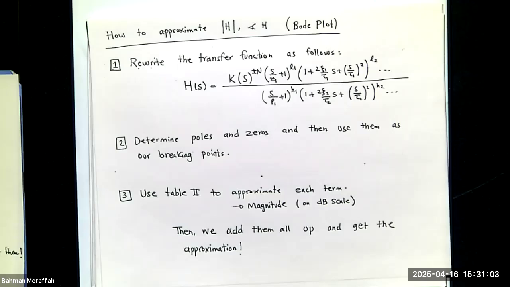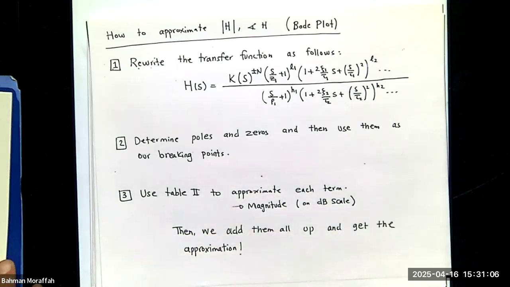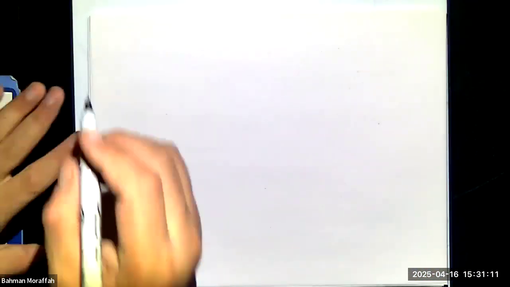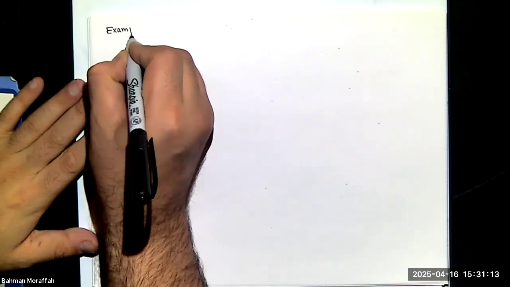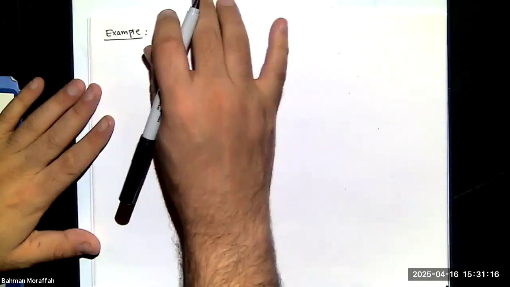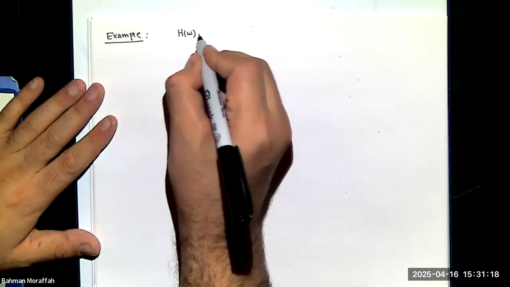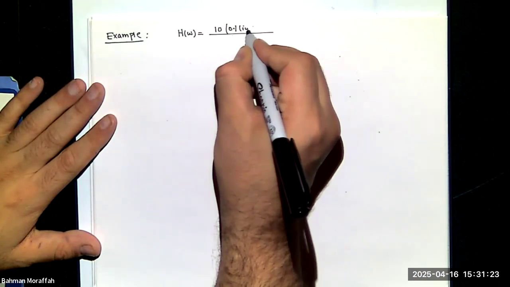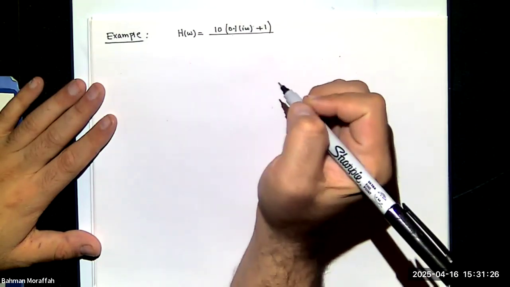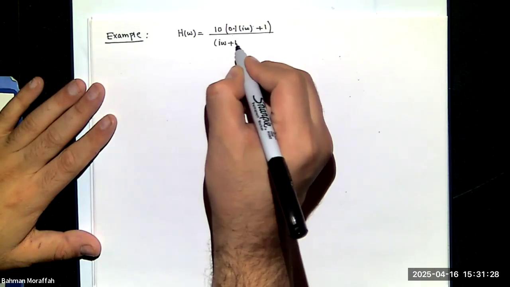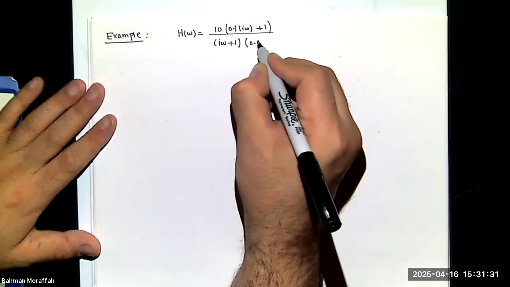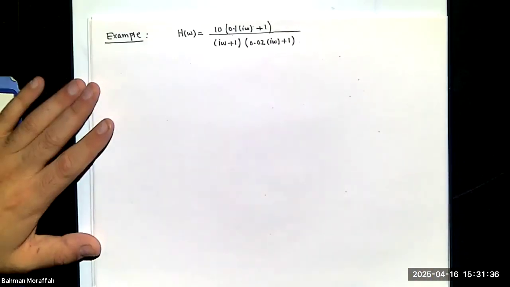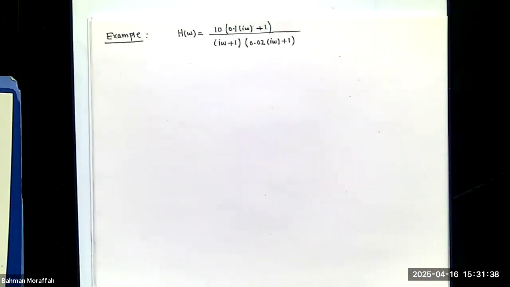So let's try to apply this to a function. Example. Let's just say H of omega is 10 times (0.1 i omega plus 1) divided by (i omega plus 1) times (0.02 i omega plus 1). Right?